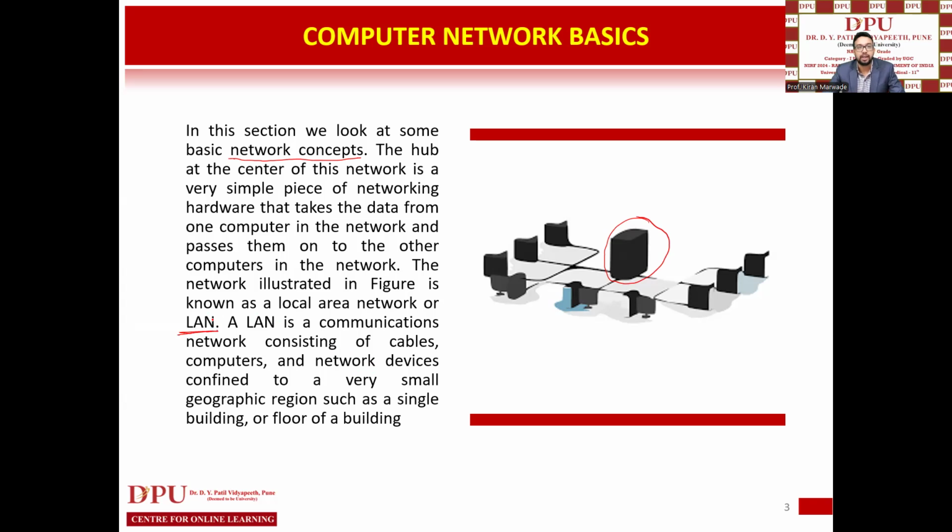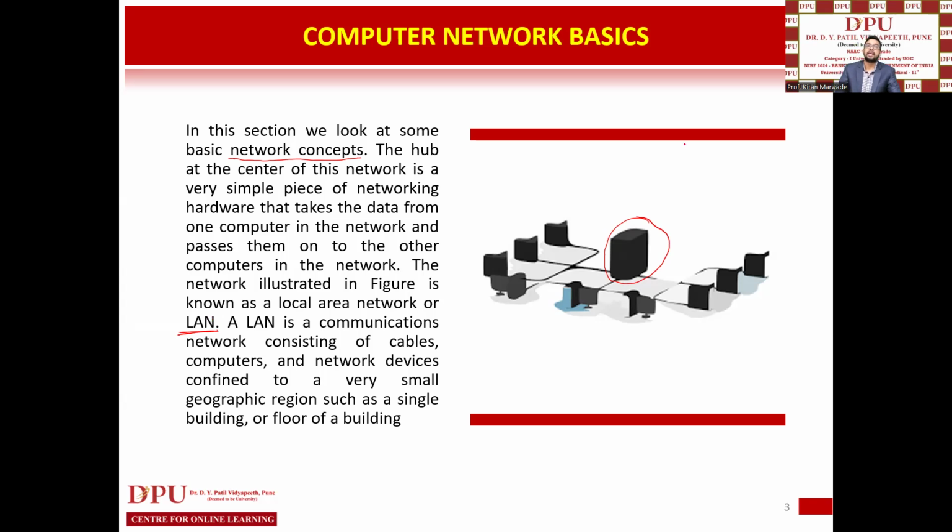It is called a LAN, that is, a local area network. Basically, a LAN is a communication network consisting of different cables, computers, and networking devices, which are confined to a very small geographical region. You have seen LAN networks in some offices, in colleges or universities, right? This very small geographical region, such as a single building or a floor of a building, is the limitation of the LAN network.